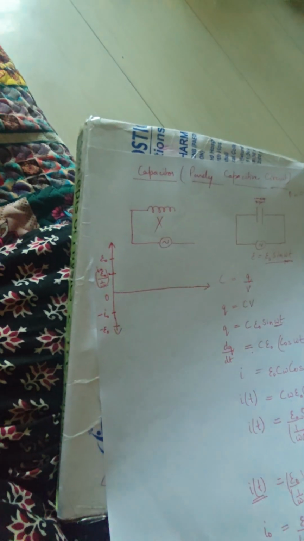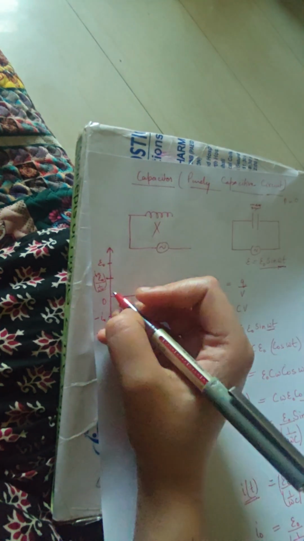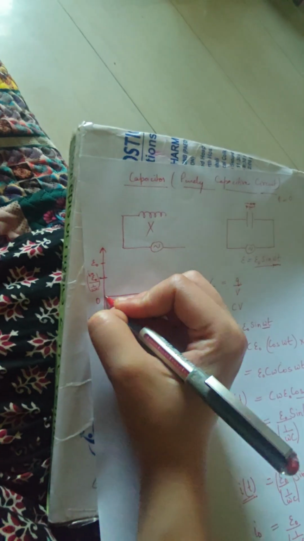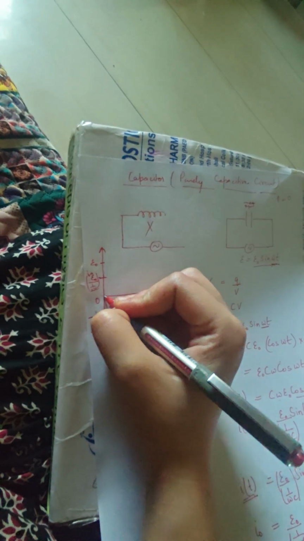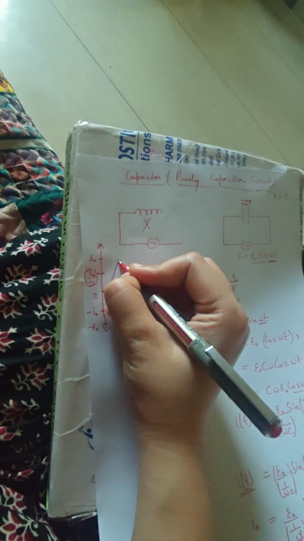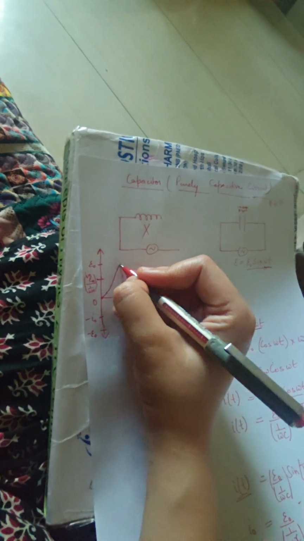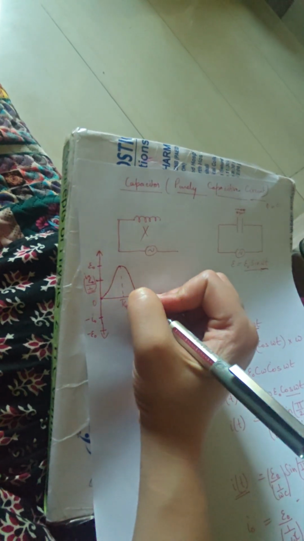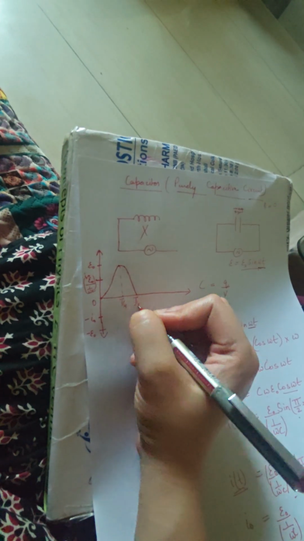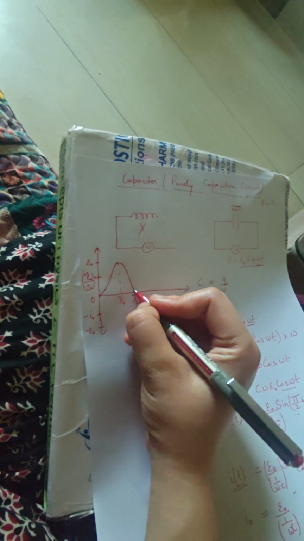So let's see how it happens. It's E naught sine omega t, which means my EMF starts from 0 and goes to its maximum value in T by 4 time. This is my T by 4 time. Then in the next part, it reaches the minimum value.